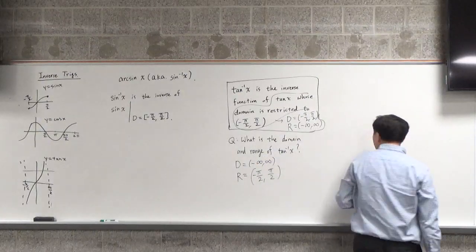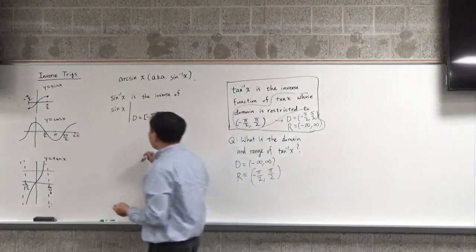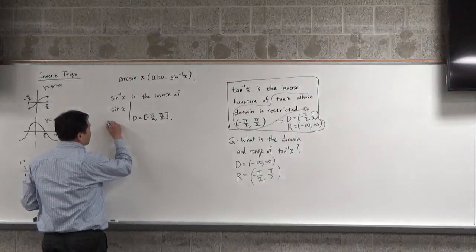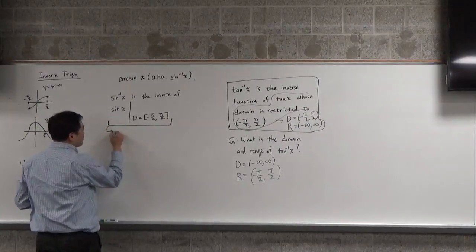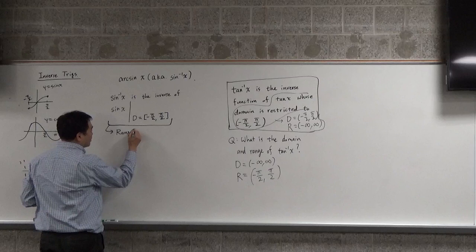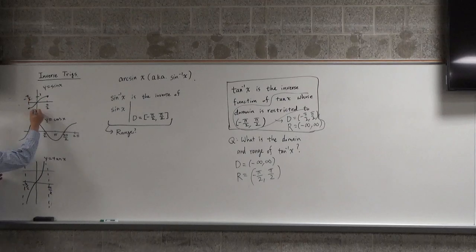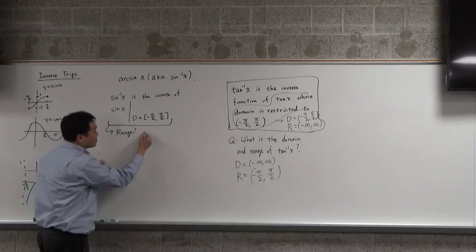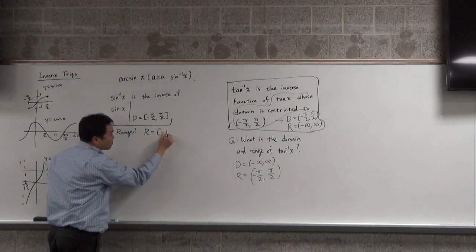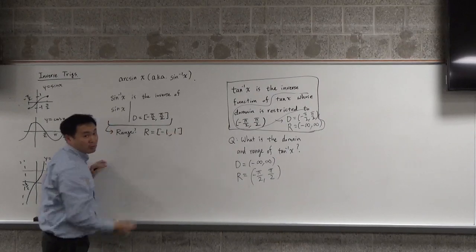Okay, so once again, let's try to figure out the range of this thing. What is the range? For that, you have to look at the graph. How high does it go? 1. How low does it go? Negative 1. So the range is negative 1 to 1. You always start from the smaller number, okay?